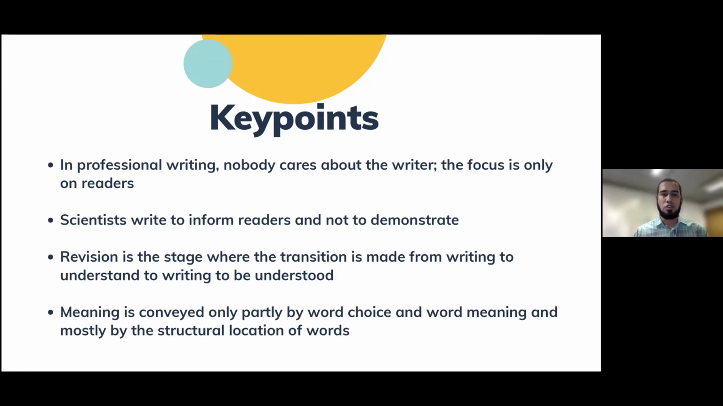And we already saw meaning is conveyed only partly by word choice and word meaning, and mostly by the structural location of words, right? So structure is very important, not only at the sentence level, but also at paragraph level, and also at the entire document level. So think about if you have written beautiful sentences that make sense and the structure is excellent, but their arrangement is not right. So the way they form a paragraph is not right. Your reader will still be confused because they will be jumping from one place to the other and not be able to make sense of what you are saying.